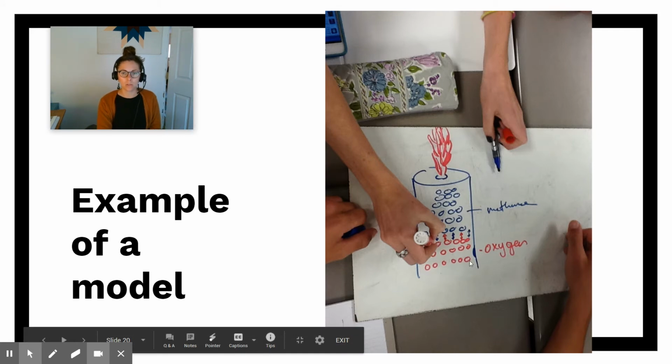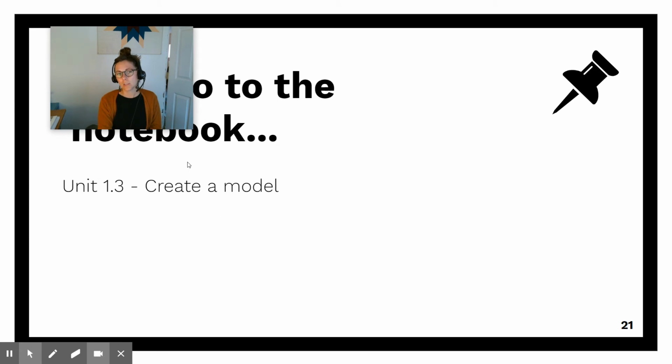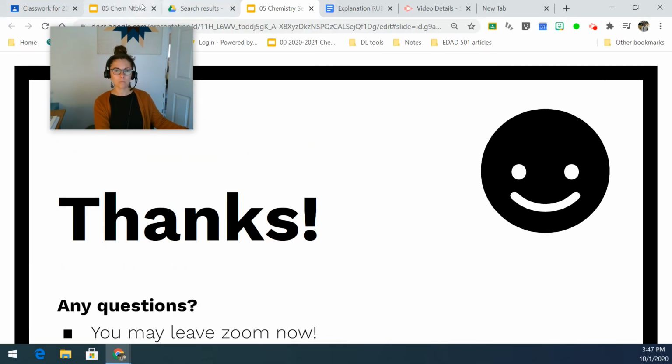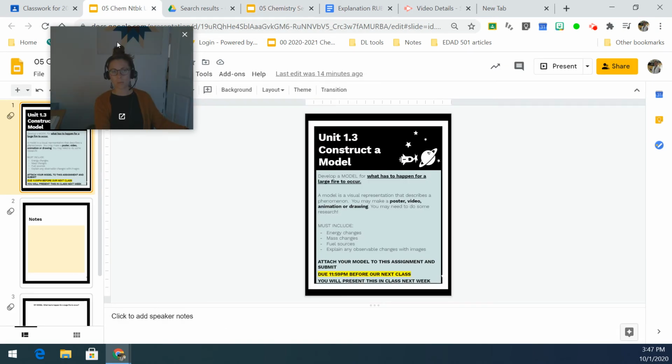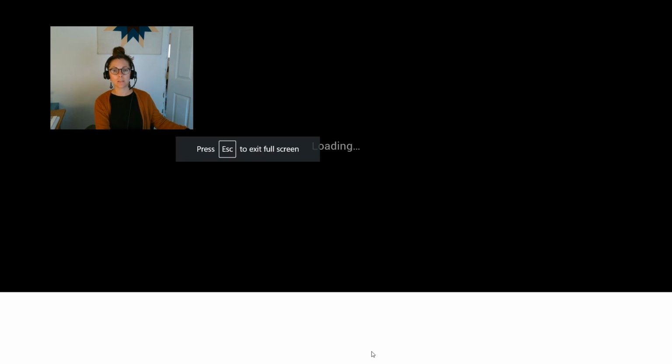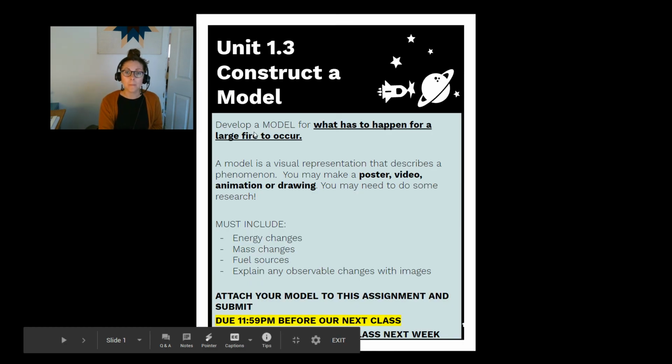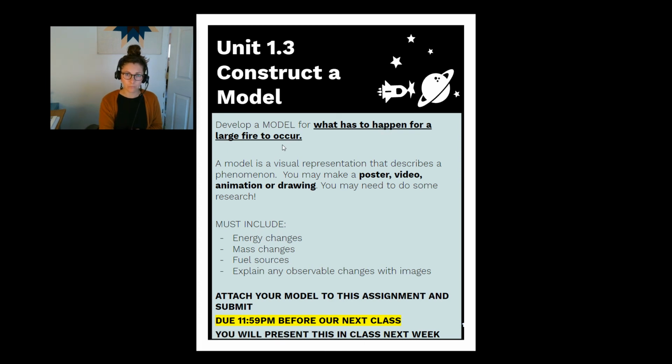So when you guys draw models, it might look something like this, right? It's not necessarily super beautiful, but that's exactly what we want. You're telling the story. So let's go ahead and look back at our notebook. So if you look at the Unit 1.3, Construct a Model, instructions that we went over previously, like I said, your job is to develop a model that explains what has to happen for a large fire to occur.